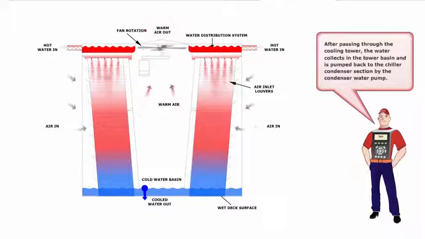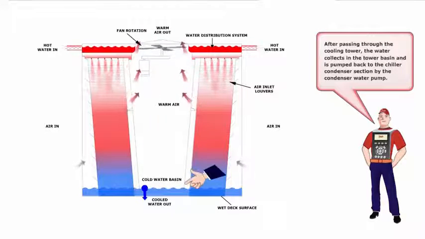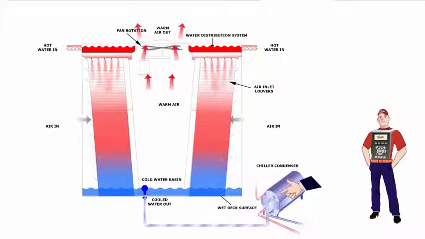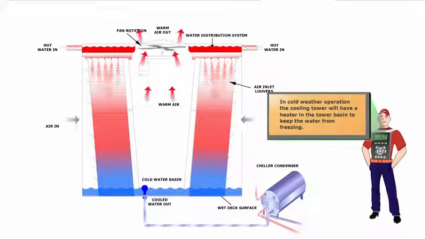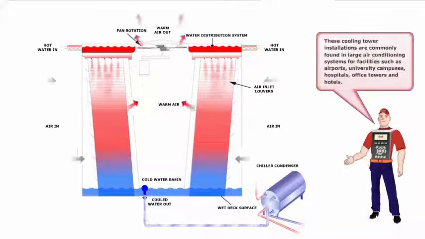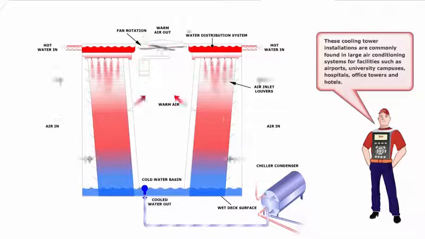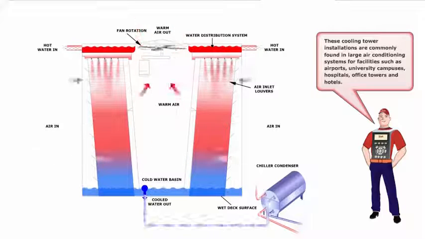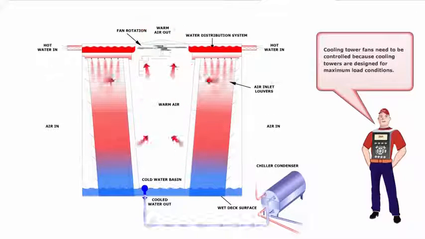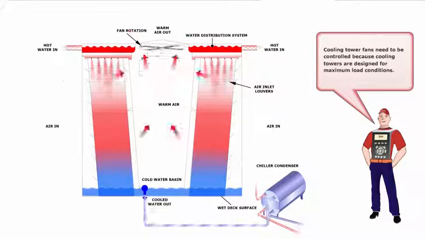After passing through the cooling tower, the water collects in the tower basin, and is pumped back to the chiller condenser section by the condenser water pump. In cold weather operation, the cooling tower will have a heater in the tower basin to keep the water from freezing. These cooling tower installations are commonly found in large air conditioning systems for facilities such as airports, university campuses, hospitals, office towers, and hotels.